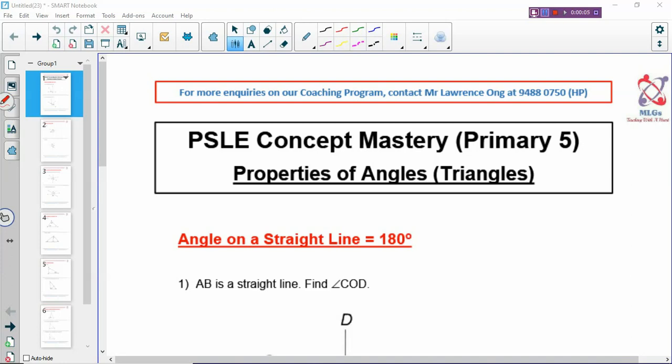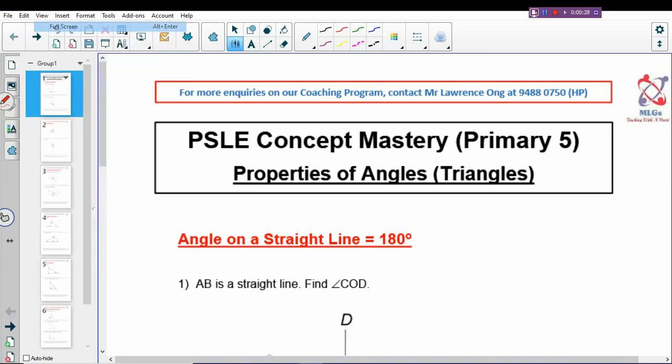Now, today we are going to look at properties of angles in triangles. So it's going to be an easy lesson. How to do well for this topic? It is to be able to understand the properties and also to remember all the properties that you will see over here. Once you can do that, you should be able to score well for this topic.